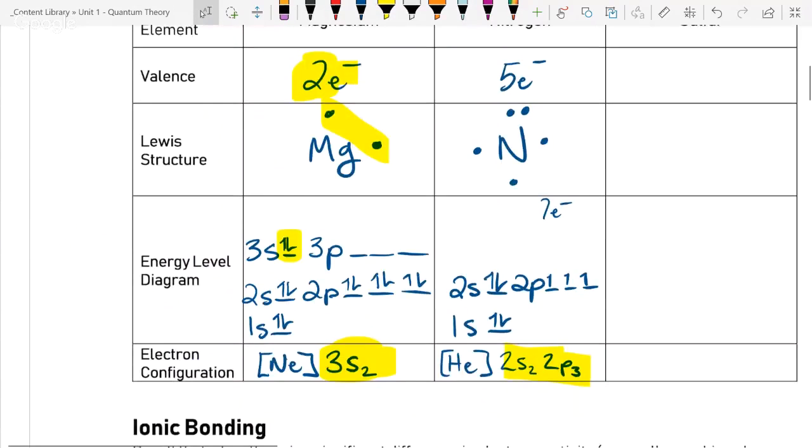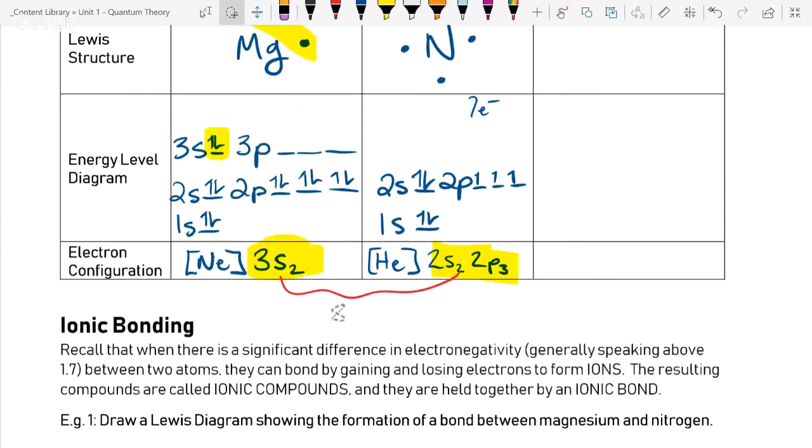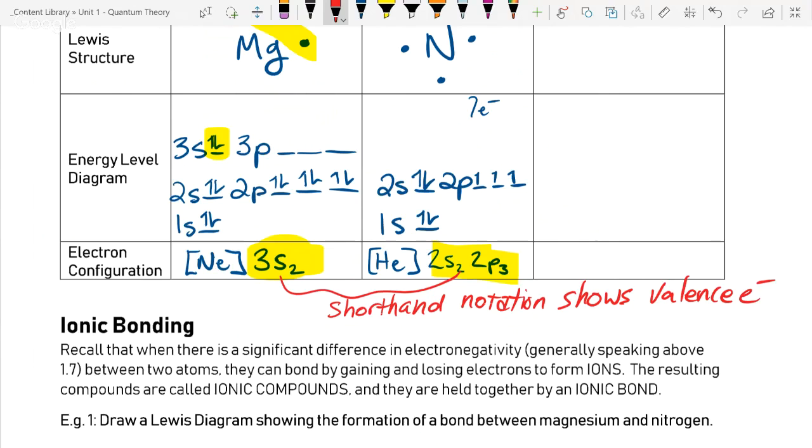I'll encourage you to do the last one, sulfur, for your notes. But keep in mind that shorthand notation shows us the valence electrons. So shorthand notation shows valence electrons, and that's all it shows us.